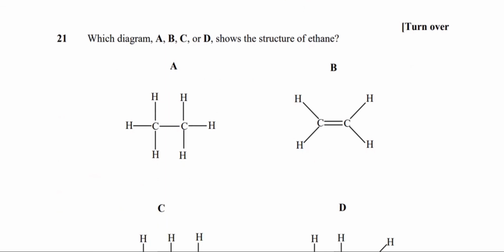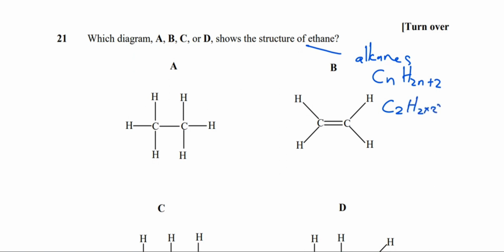Next question, question 21. Which diagram A, B, C, or D shows the structure of ethane? Ethane is in a group of hydrocarbons called alkanes. So alkanes have a general formula of CnH2n+2. If we have C1, then the number of H is 2 times 1 plus 2, which is CH4. But ethane is C2.